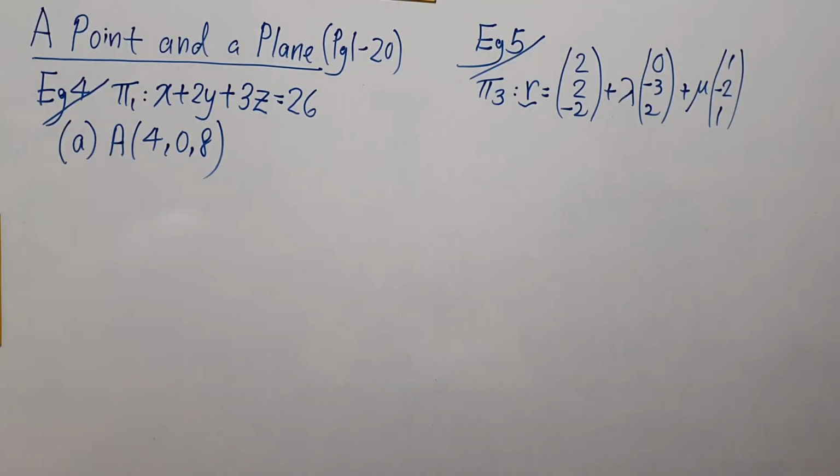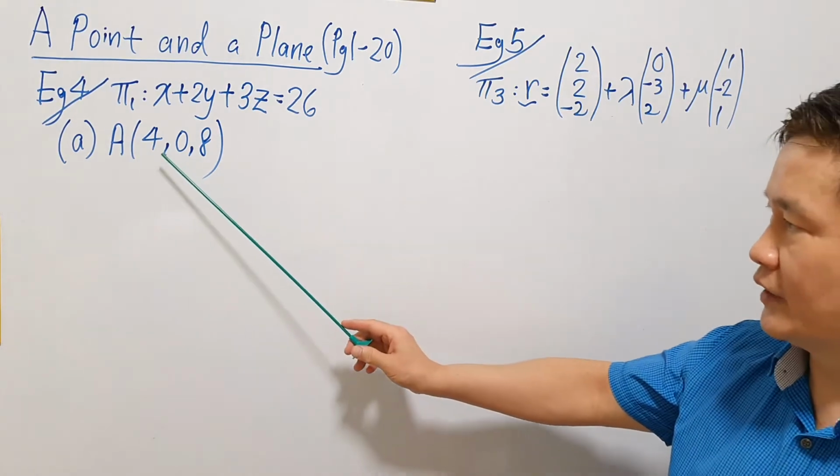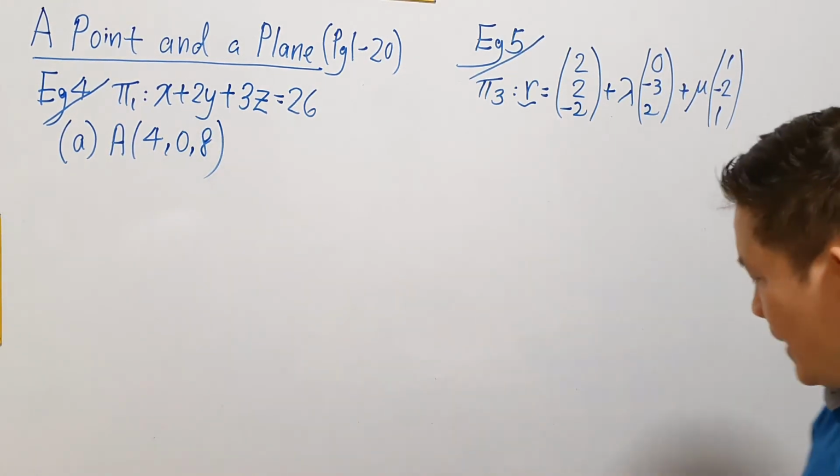Now that you have understood the equation of a plane, it's time for us to look at the relationship between a plane and other objects such as a point. Given a plane and a point, one of the first things that we are interested to know is whether or not this point A, in example 4, lies in this plane.